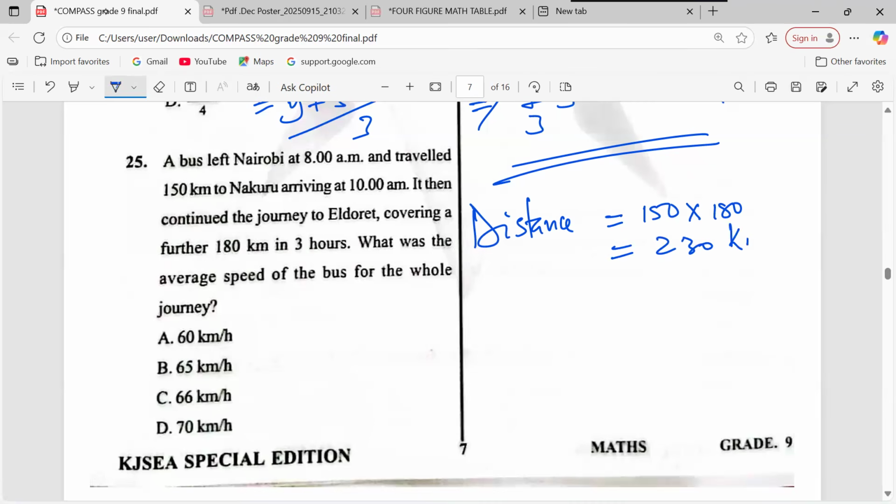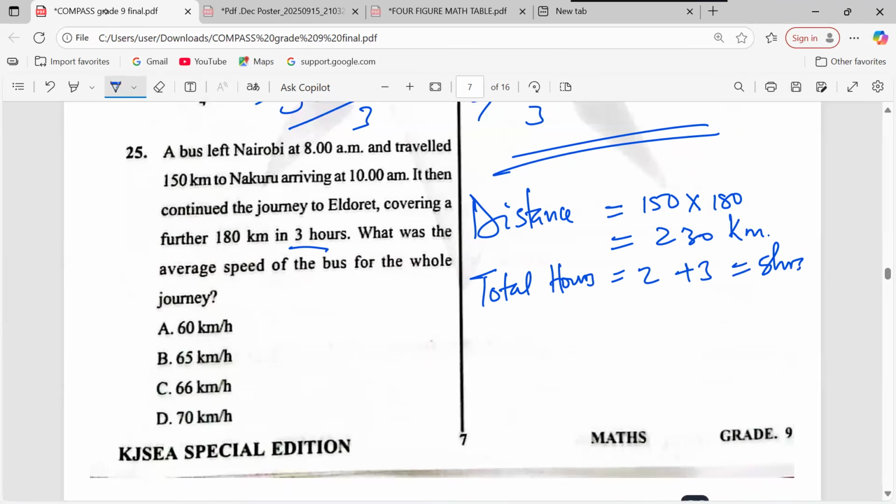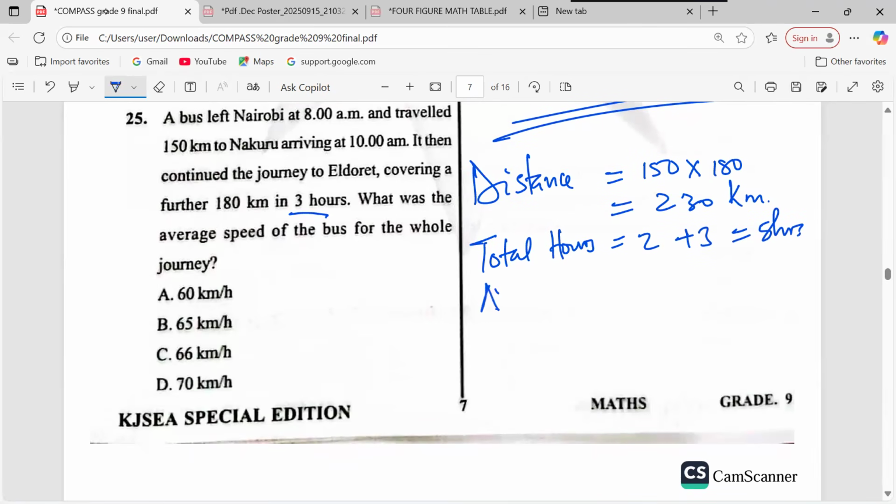230, like that. Then we're also talking about total hours. How many hours are involved here? We have 3 for this, and from 8 to 9, 10, 2 hours. 2 hours plus 3, 5 hours. So now for us to get the average speed, we need, this is 5. So 230 divided by 5.